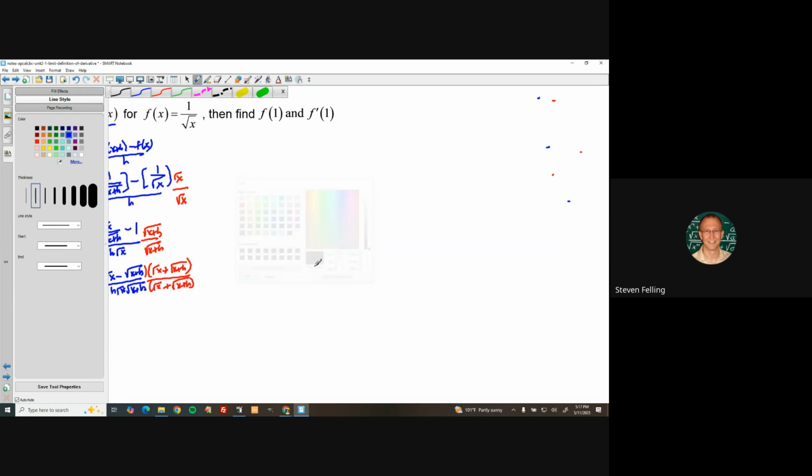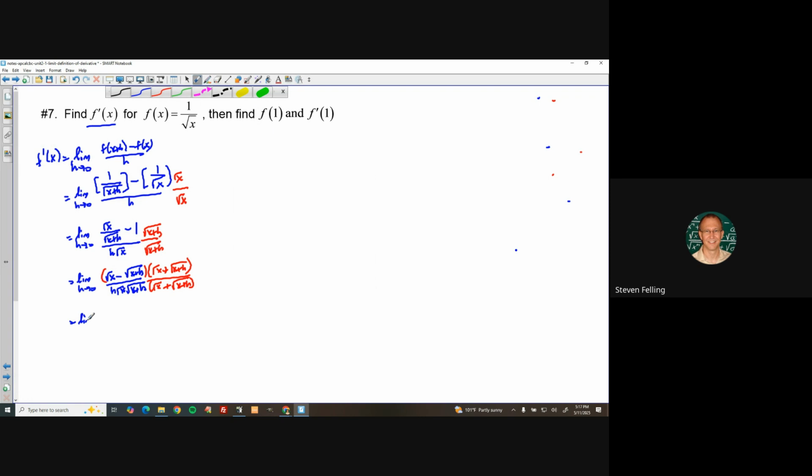Then the result of that would be the limit as h approaches 0 of, multiplying this in, the square root of x times the square root of x. Actually, I'll write it out. Square root of x, square root of x, then you'll have a square root of x times the square root of x plus h, and then a minus square root of x plus h times square root of x, all over h square root of x, square root of x plus h, and then the square root of x plus the square root of x plus h.